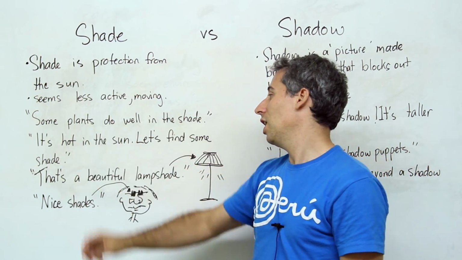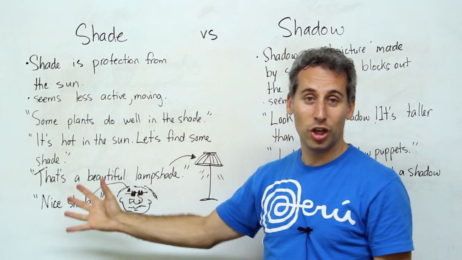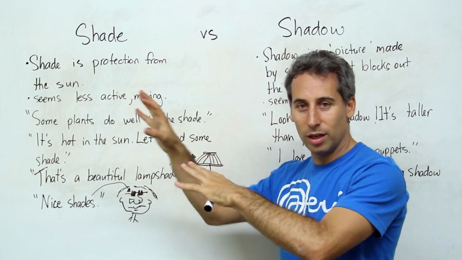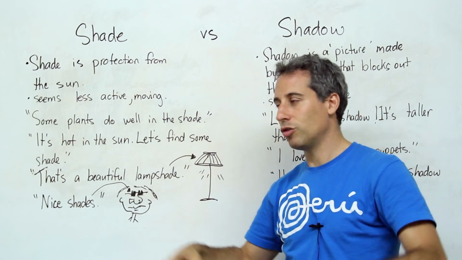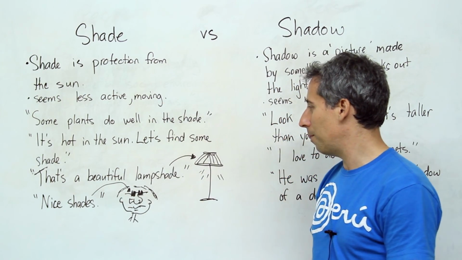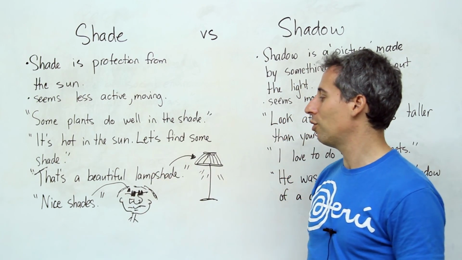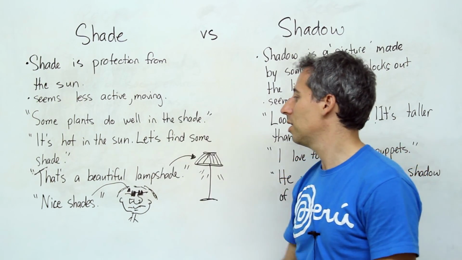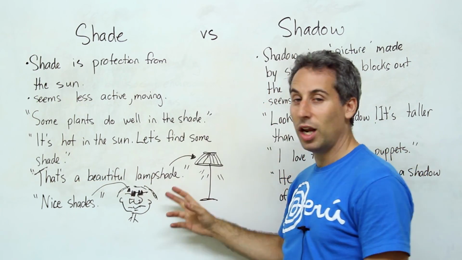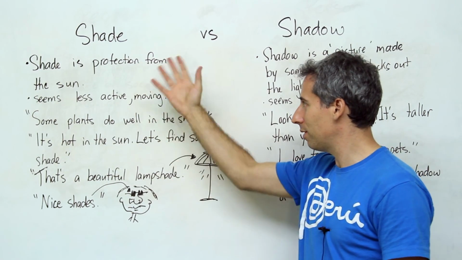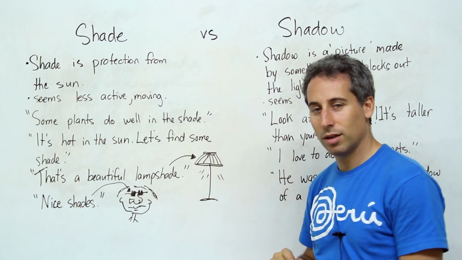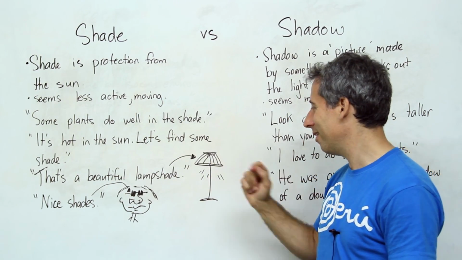Another thing, it's hot in the sun, let's find some shade. Always, sort of finding shade by a building, underneath a tree, etc. Here's another, a couple different ways we can use shade. That's a beautiful lampshade. It's a kind of shade, and that's my drawing of a lampshade right there.